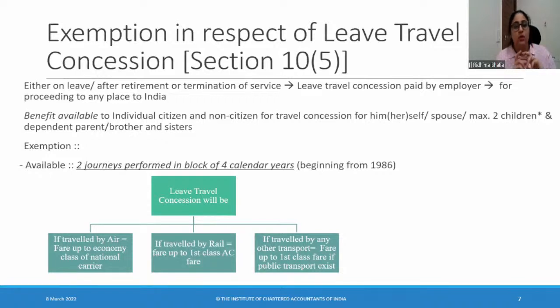Listen carefully. For 2 children, there is no limit if your children were born before 1st October 1998. Then there is no limit. What do you mean? If you and your children go on a holiday, and all of your kids were born before 1st October 1998, then even if there are 4 kids, 5 kids or 6 kids, I will reimburse everyone's money and you will get exemption for everyone. This 2 children limit is only on those kids who were born after 1st October 1998, not on those children who were born before 1st October 1998.